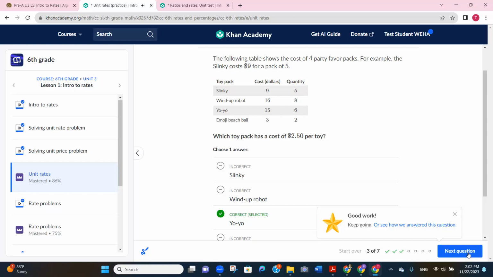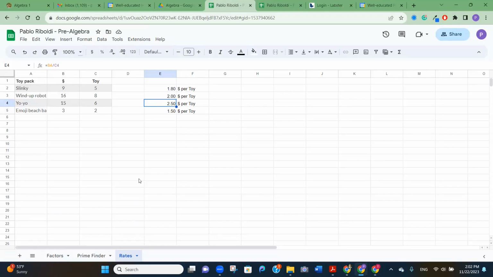So, you know, this seems like, wow, that is a lot of work for just answering one problem. This is going to actually become very handy because you can use this for any of these types of problems. I hope that you can make this spreadsheet also, this worksheet for rates calculation.